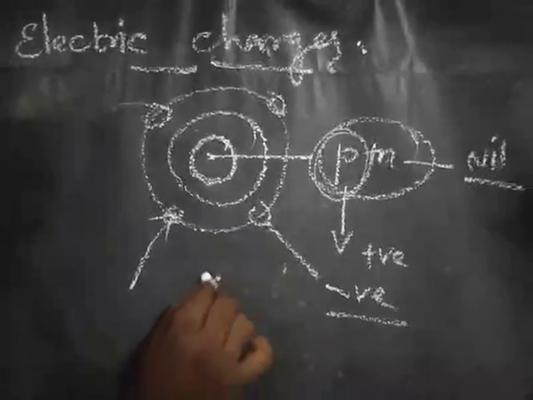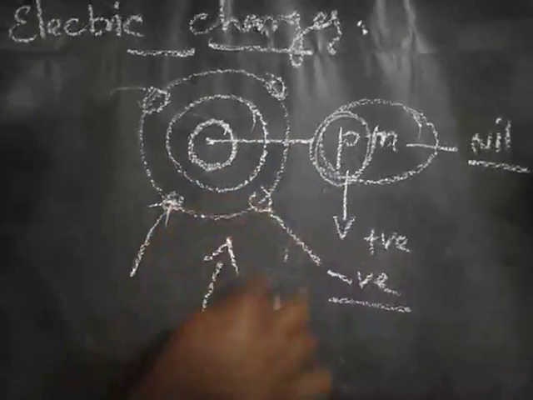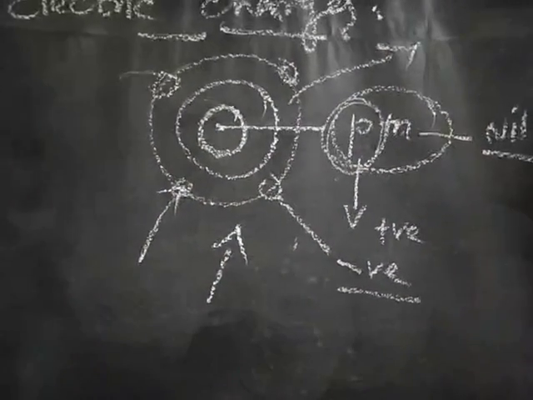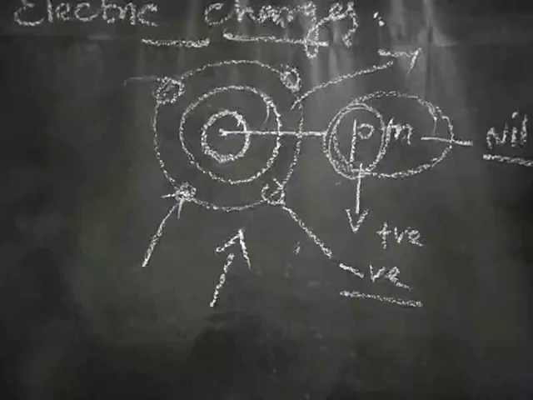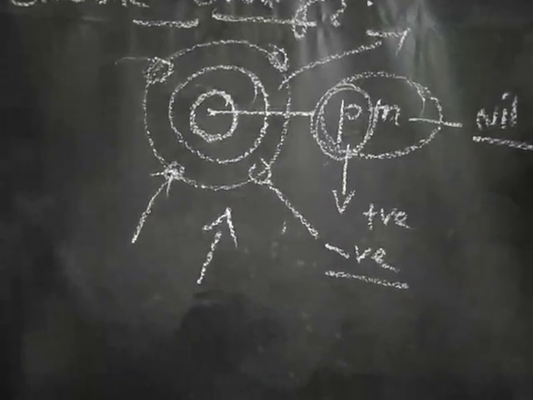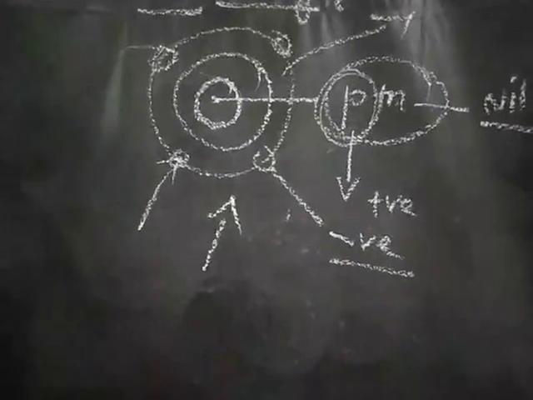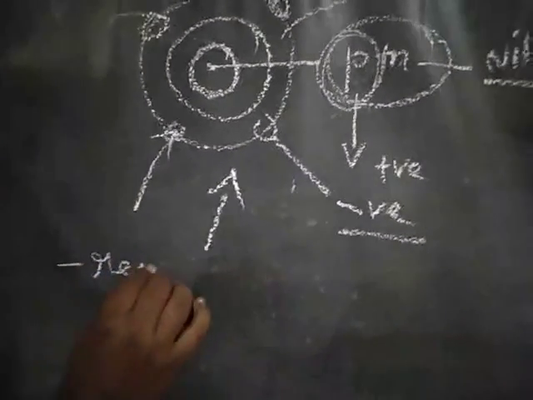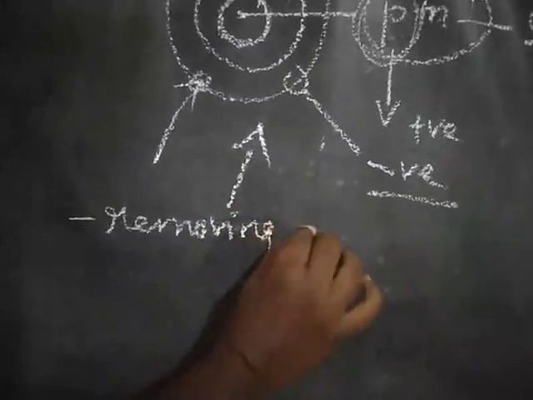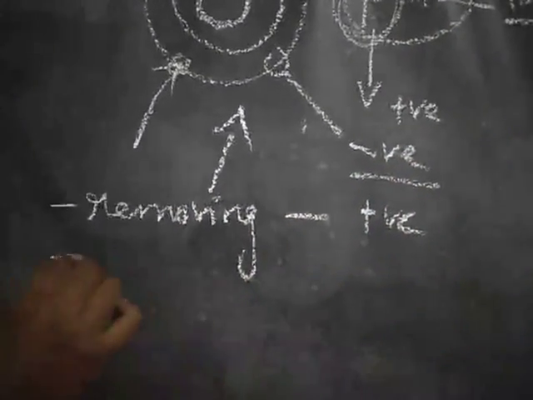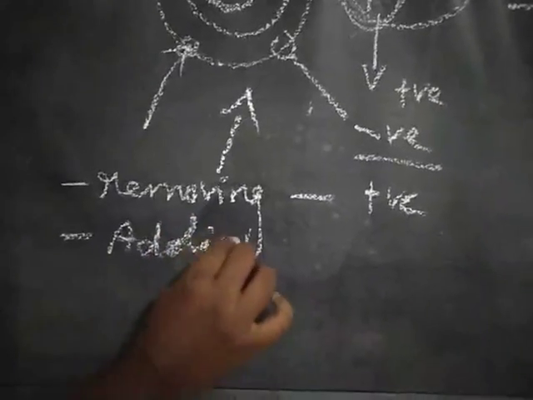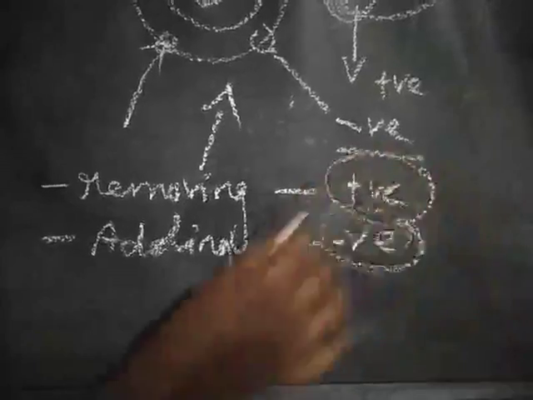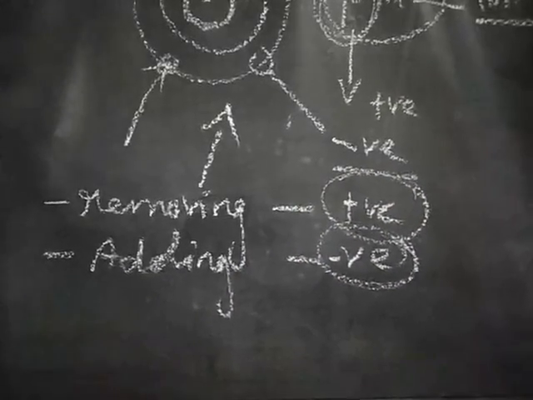Suppose you add one electron to an atom. That atom contains what? Negative charge. If an electron is removed from an atom, it becomes a positive charge. Removing means a positive charge, adding means a negative charge.